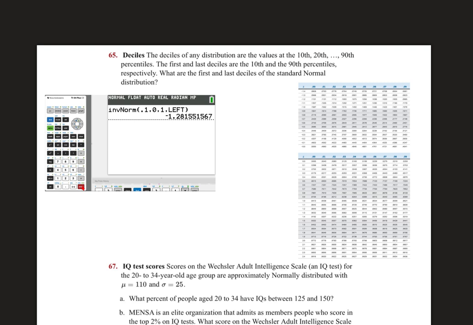So if we were looking at a graph, this is 0 and 1, and then this is 0. And so the 10th percentile will be whatever value down here that will create an area of 0.1 to the left. So maybe right there, whatever that is, and then that area is 0.1 for the 10th percentile. And so we found in the calculator that value down there, that z-score, is negative 1.28.